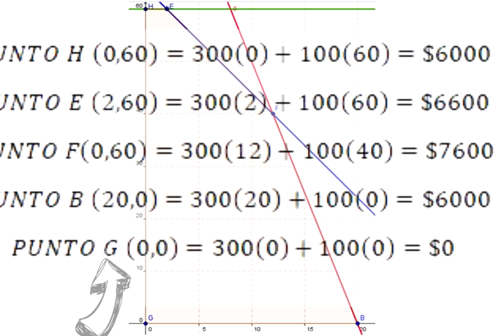At point G, (0, 0), we have 0 for the values of x1 and x2. If we substitute these values in the objective function, we will have a result of 0.